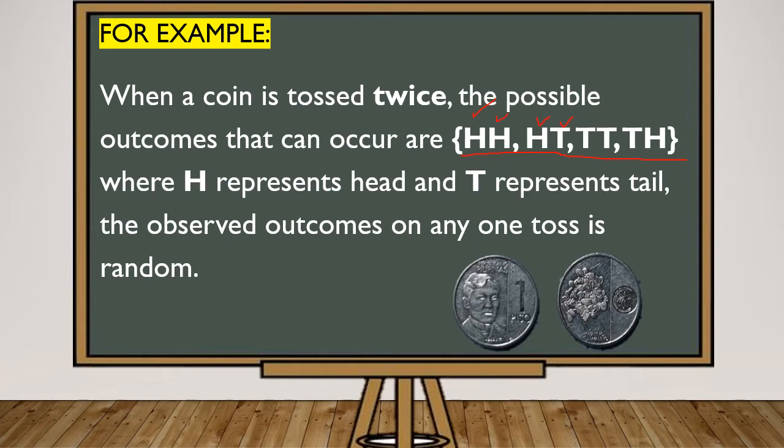The next is you get two tails. And the last one is, on the first toss you get tail, and on the second toss you get head. That's why we have here tail, head. So these are the possible outcomes that would appear when you toss a coin twice. We only have 4 possible outcomes. When you toss a coin twice, one of these 4 outcomes will occur.